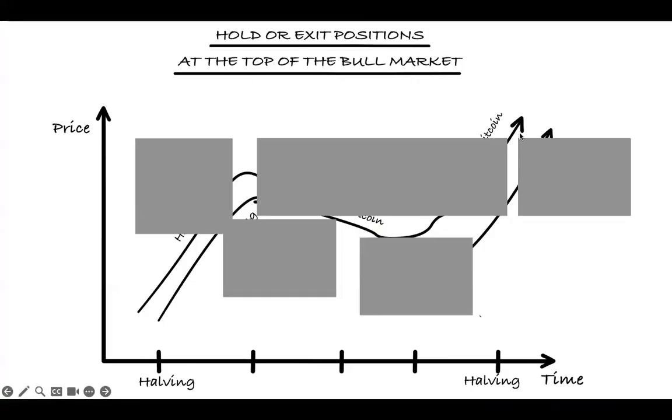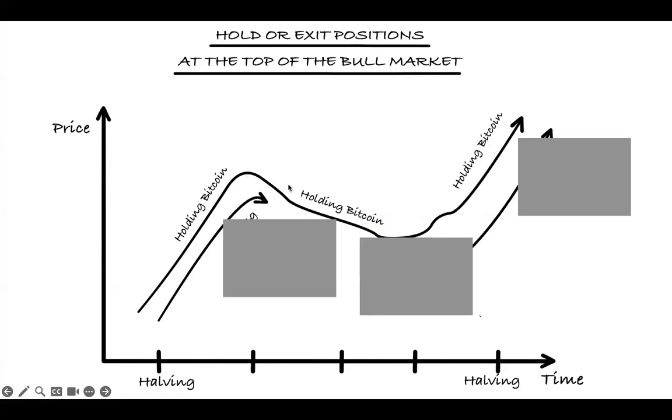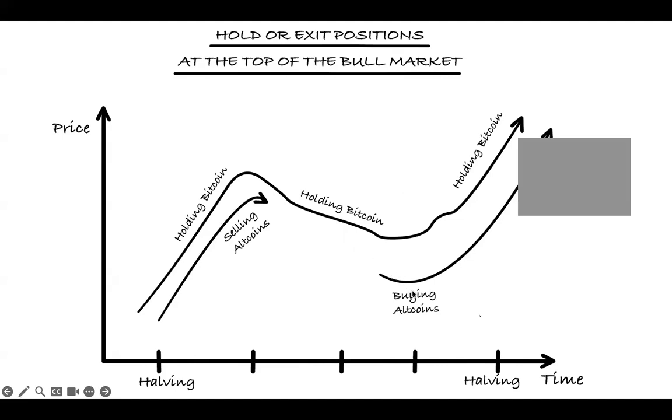If we hold or exit our positions at the top of the bull market, let's have a look here. Let's say we've got the halving here. We're holding Bitcoin to the top, we're holding Bitcoin the whole way down, and then we're holding Bitcoin over there. And here is where we're moving up and we sell altcoins at the top, and then we buy back into altcoins at the bottom, and then we start selling our altcoins towards the top of the market. So this is one way: we can just hold our Bitcoin through multiple cycles and never sell, or we can exit at the top and buy in again at the bottom.